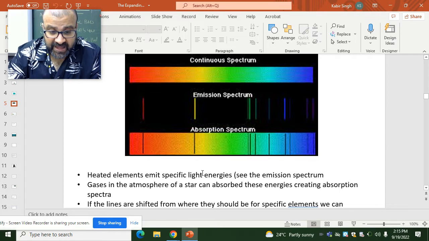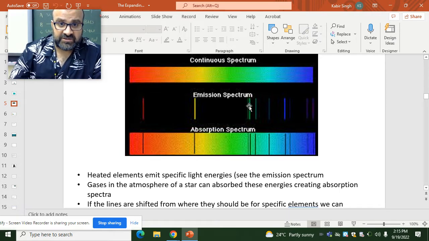In the lab setting on Earth, we know what each element should look like, what its emission spectrum should be. Right? We know what its absorption spectrum should be.